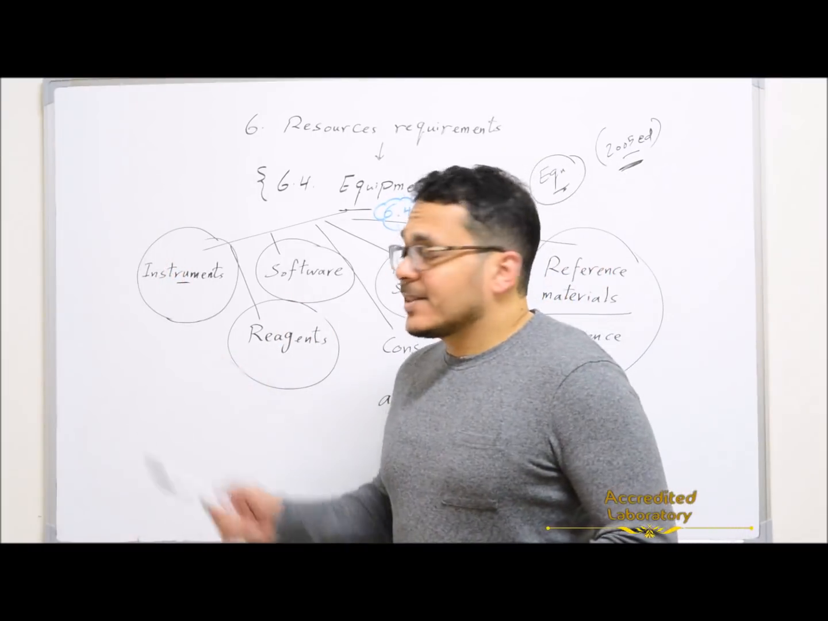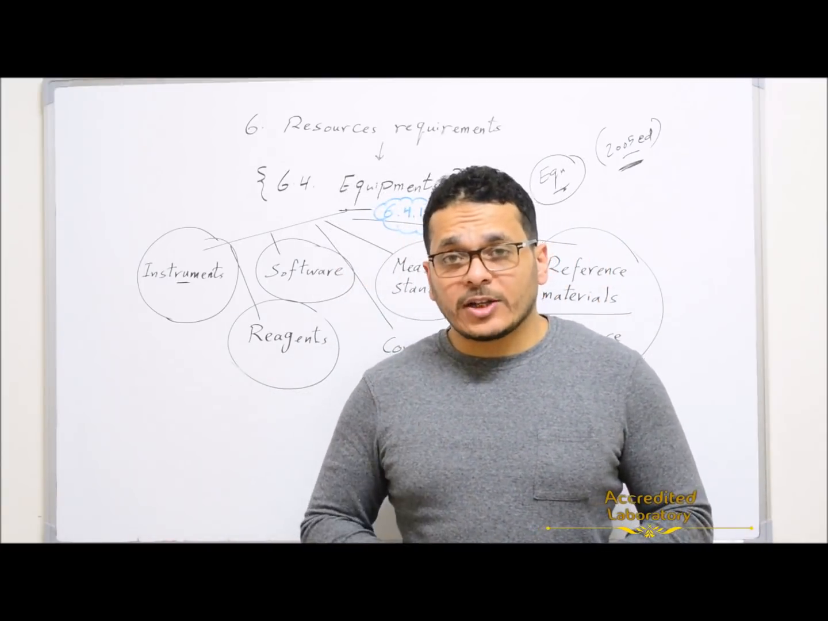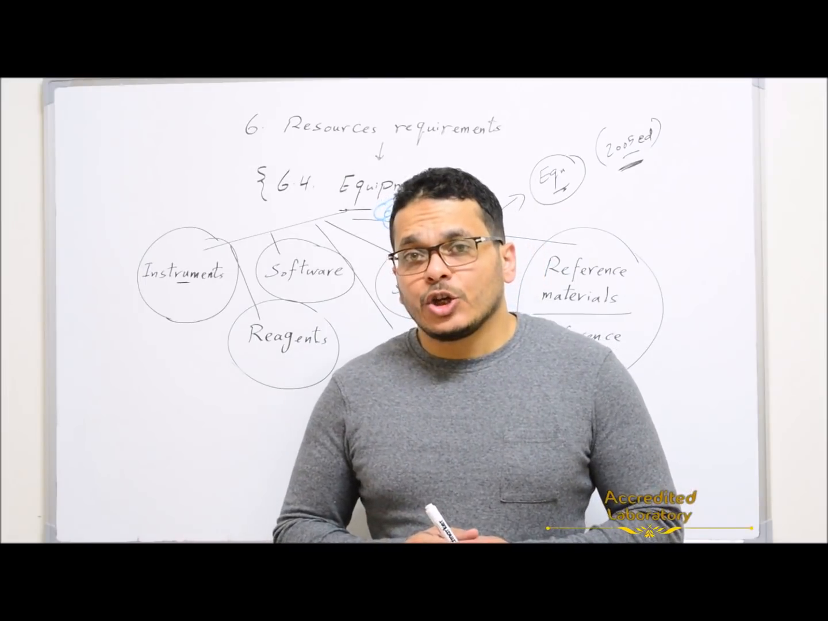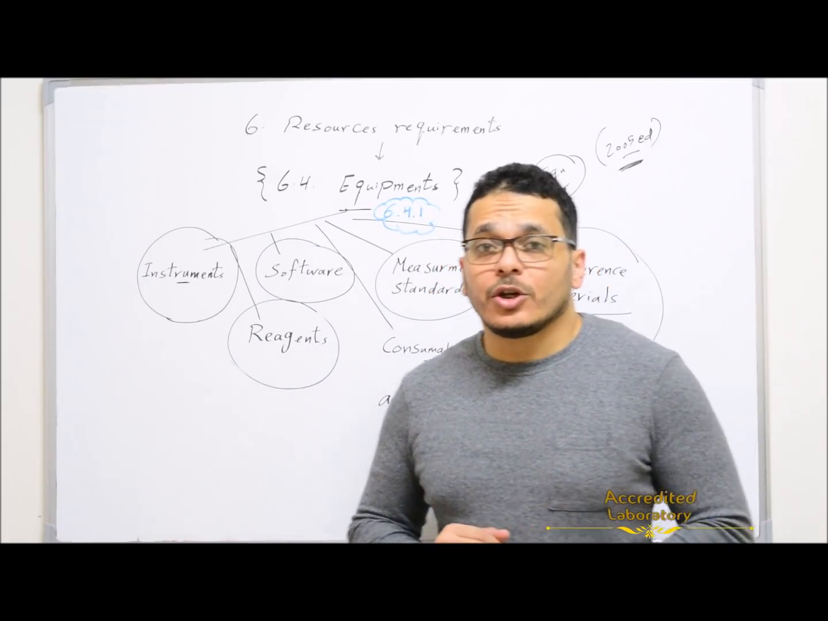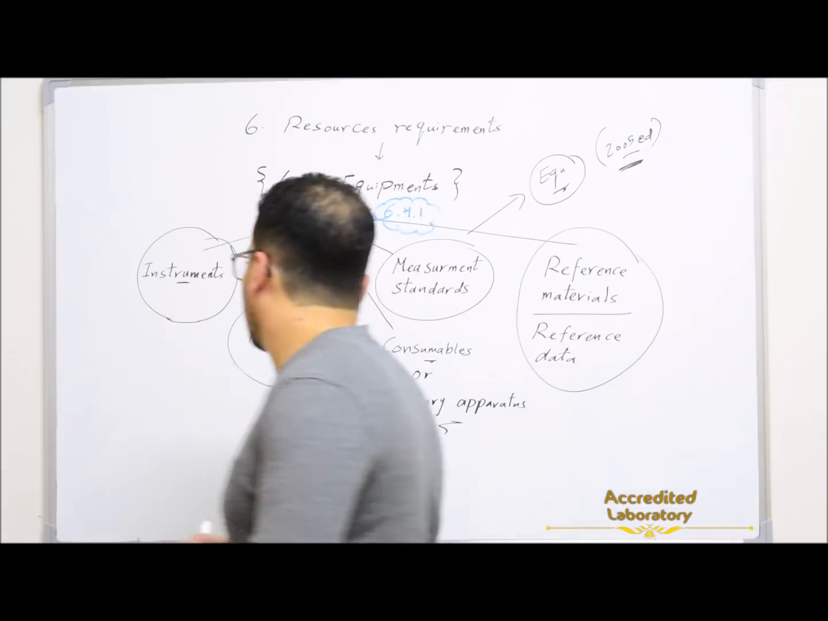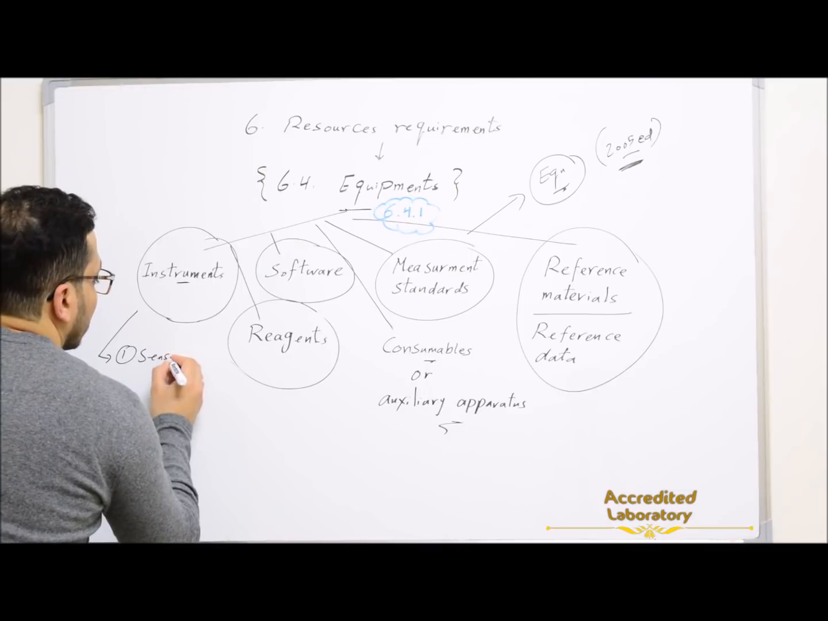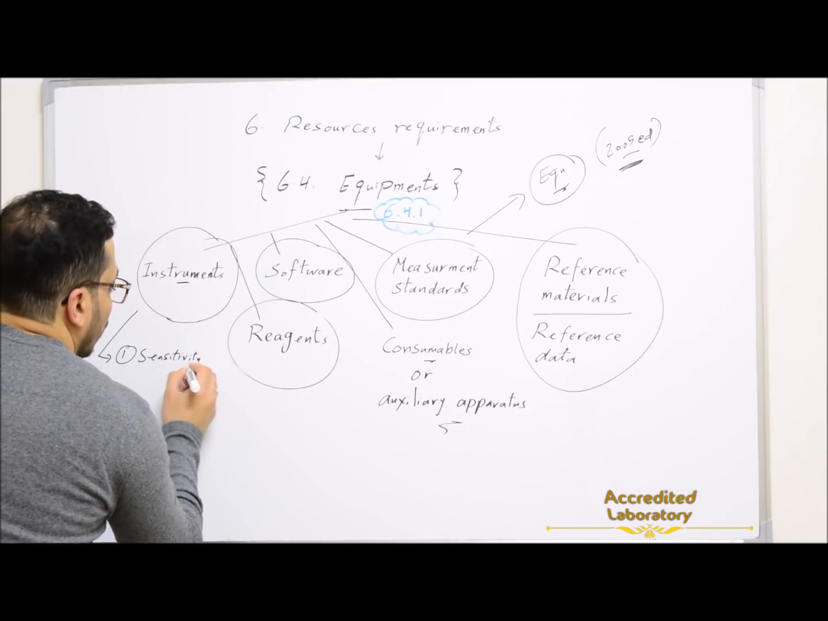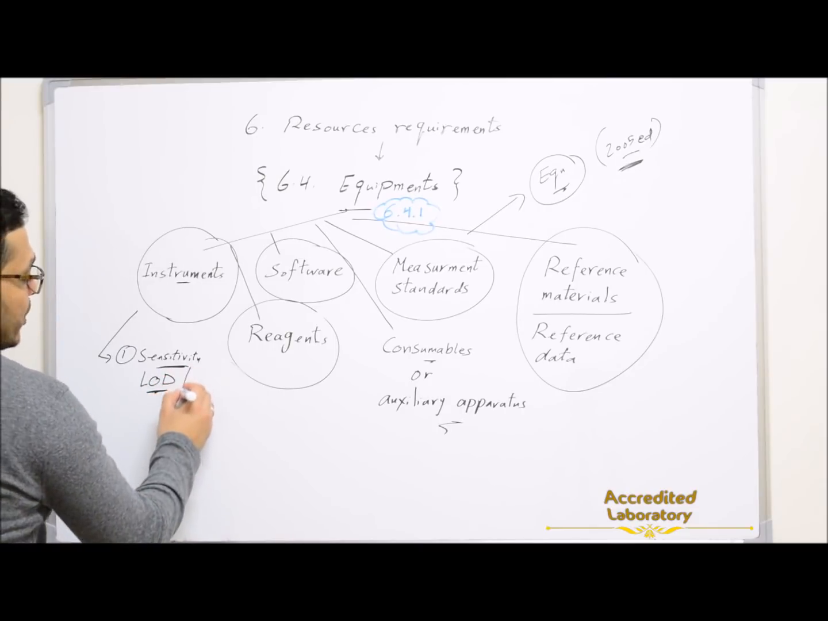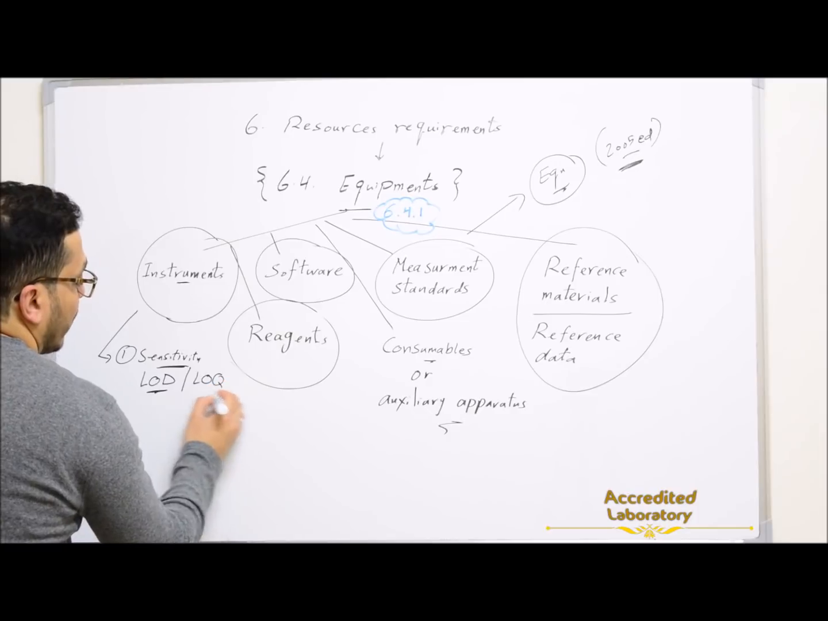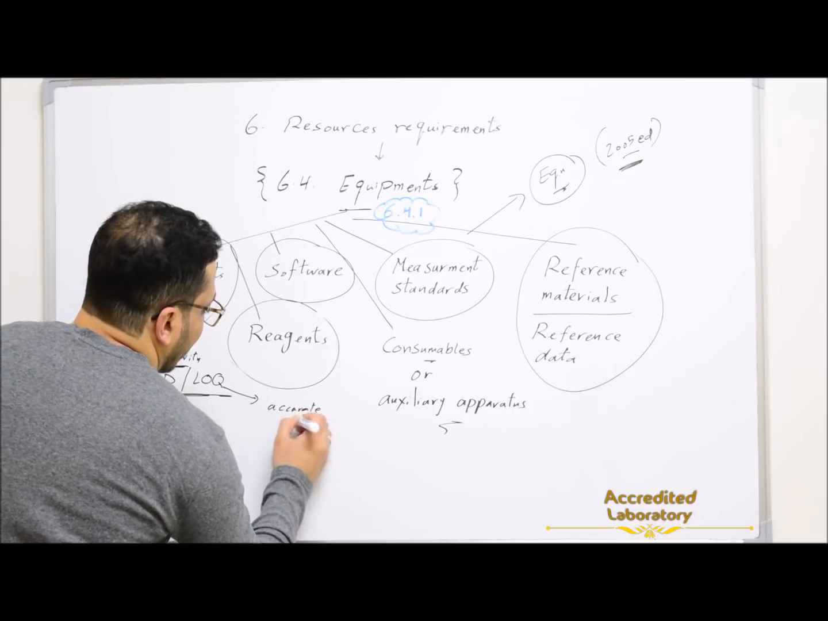And instruments, as an example, should be fit for your purpose. After you select the method required to analyze specific parameters, you should select the instrument which is fit for this method. You should take into consideration, number one, the sensitivity of the instrument. What is the lowest concentration that can be detected by the instrument? What is the lowest concentration that can be quantified by the instrument and get accurate and reliable results?